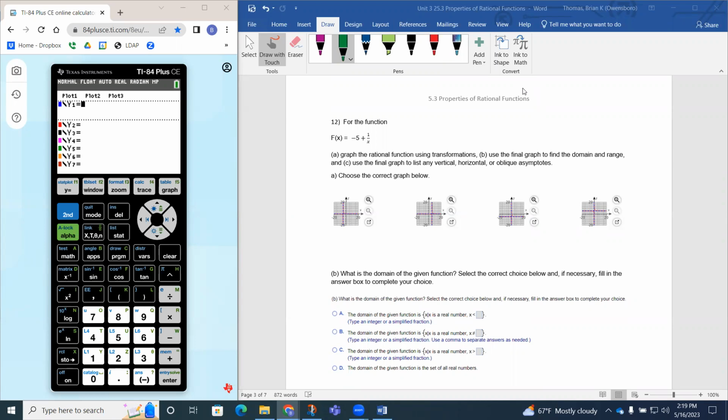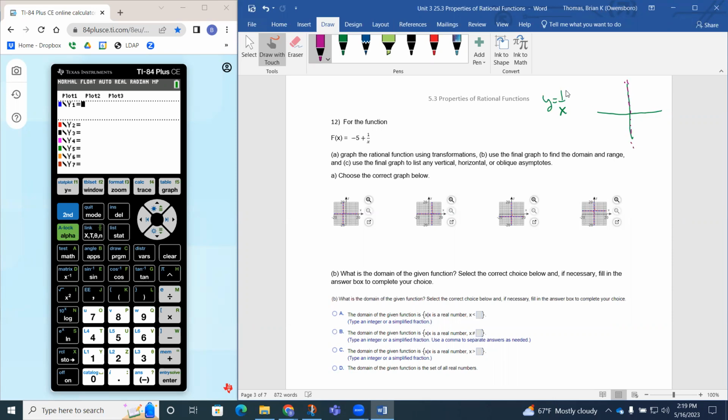So with question 12, again, we're working with rational functions. We have the function f of x equals -5 plus 1 over x. Notice that this parent function actually was y equals 1 over x. So when we talk about y equals 1 over x, notice how the domain restriction is x cannot equal 0, so it's going to be a vertical asymptote.